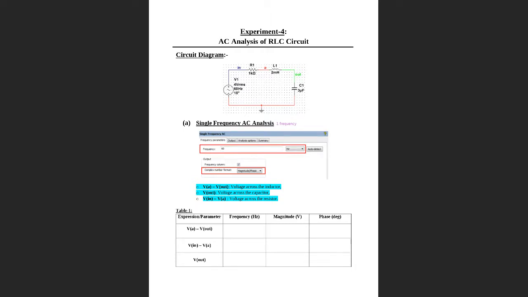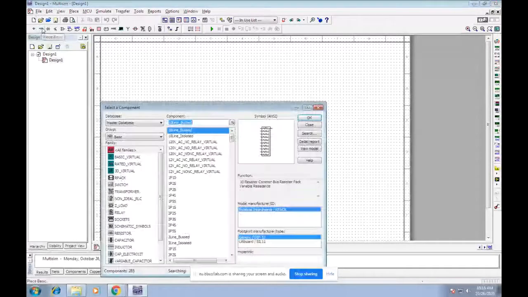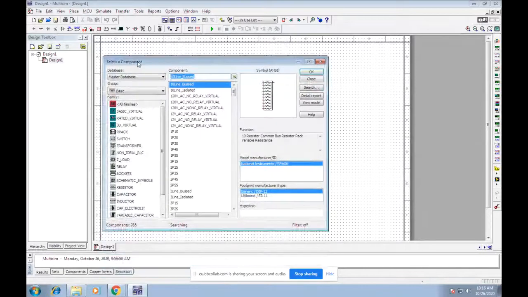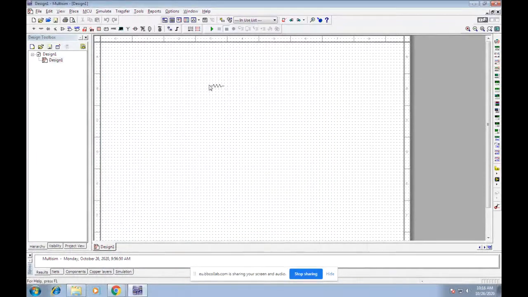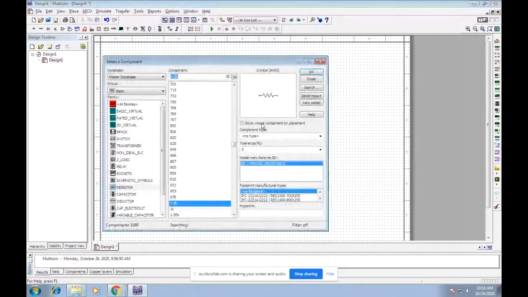So let us start with the experiment. Let me share my screen. You can see we have to use RLC. Let me open Multisim. First, let us use a resistor. You know how to select the resistor from the place basic, and from here select resistor. Initially you can select any value. Later on you can double click and change that value.